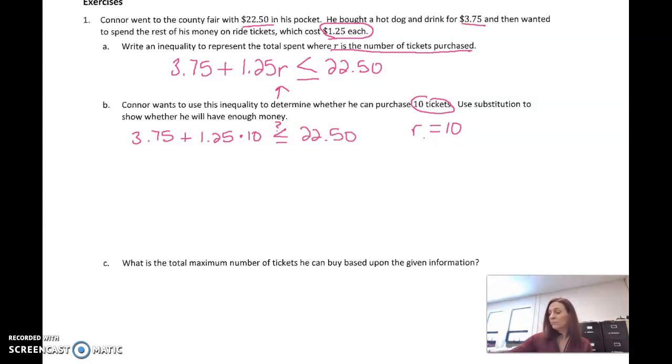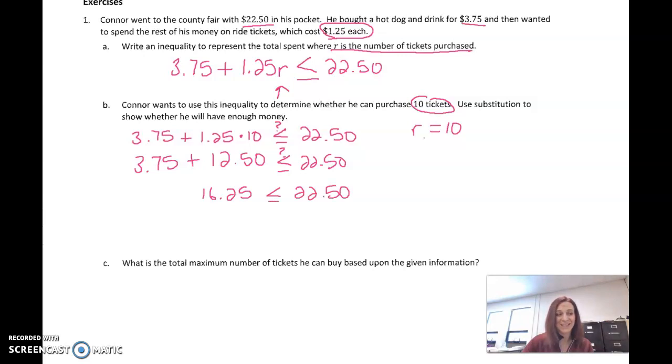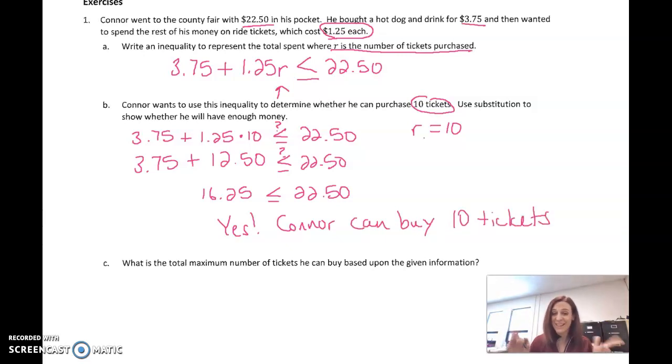Okay? So now, use your calculator and simplify. We're going to multiply first. Okay? So $1.25 times 10 is $12.50. And I want to know, is that less than or equal to $22.50? And then I add these together, and I get $16.25. Is that less than or equal to $22.50? Yes! Connor can buy 10 tickets. All right, so if he wants to buy 10, he's good, okay?